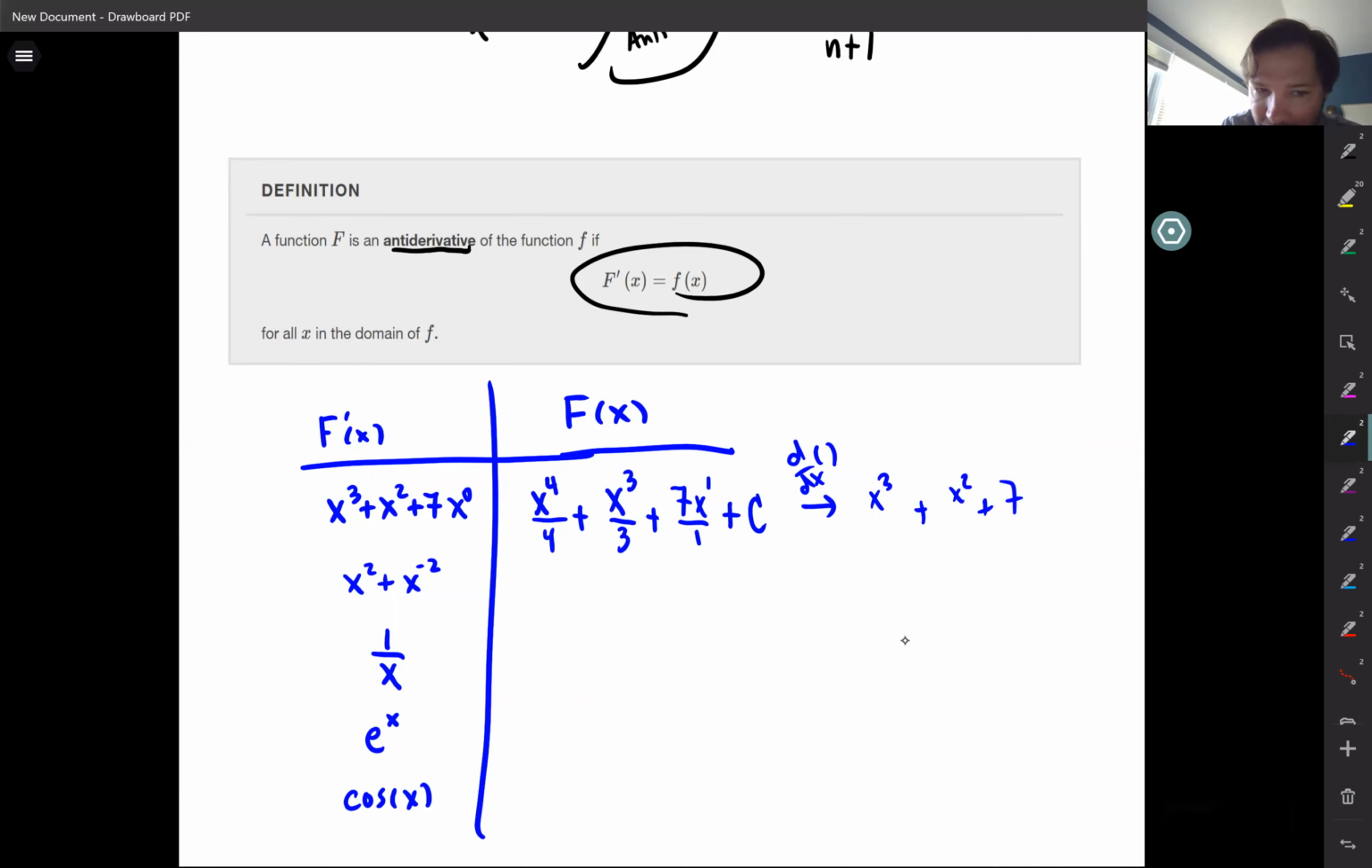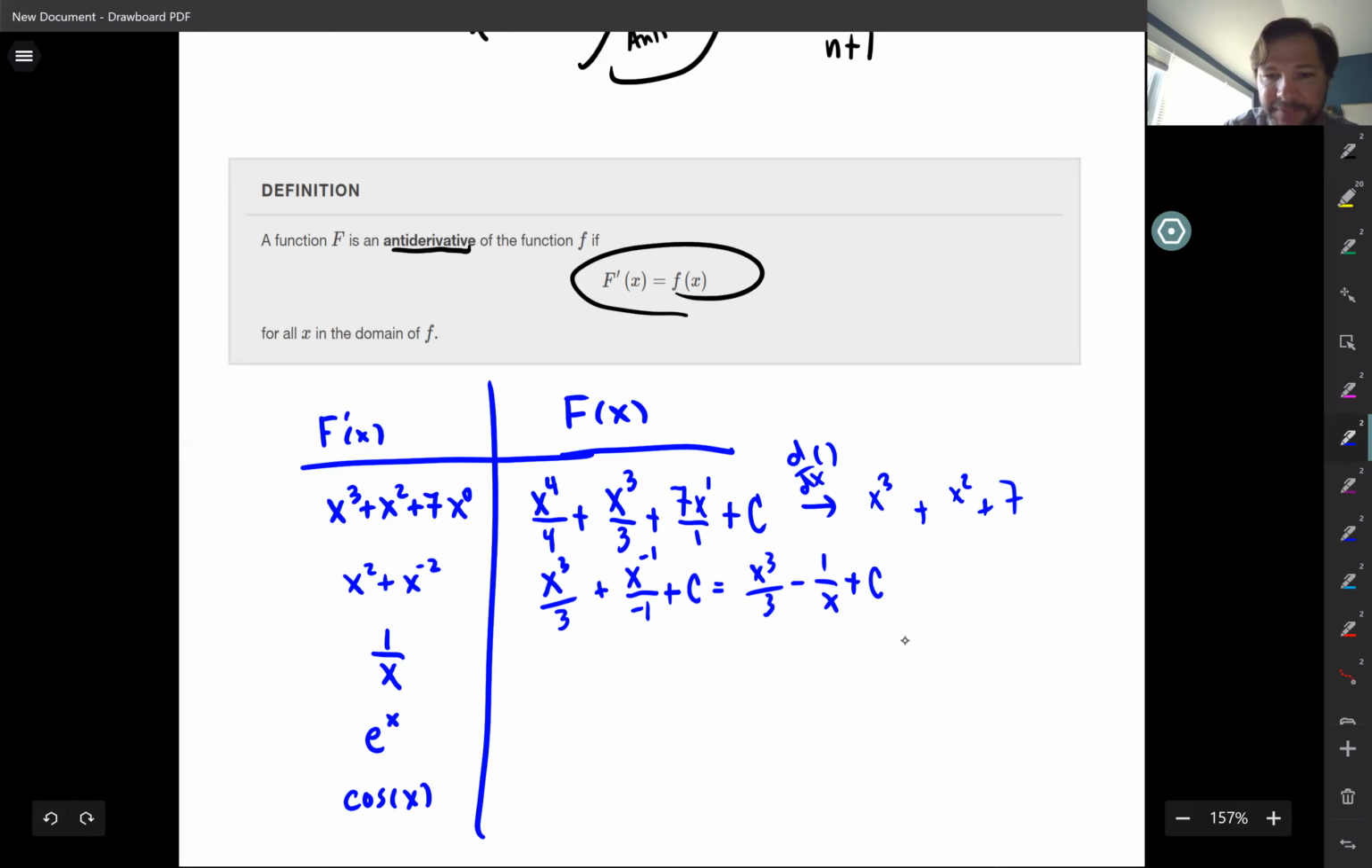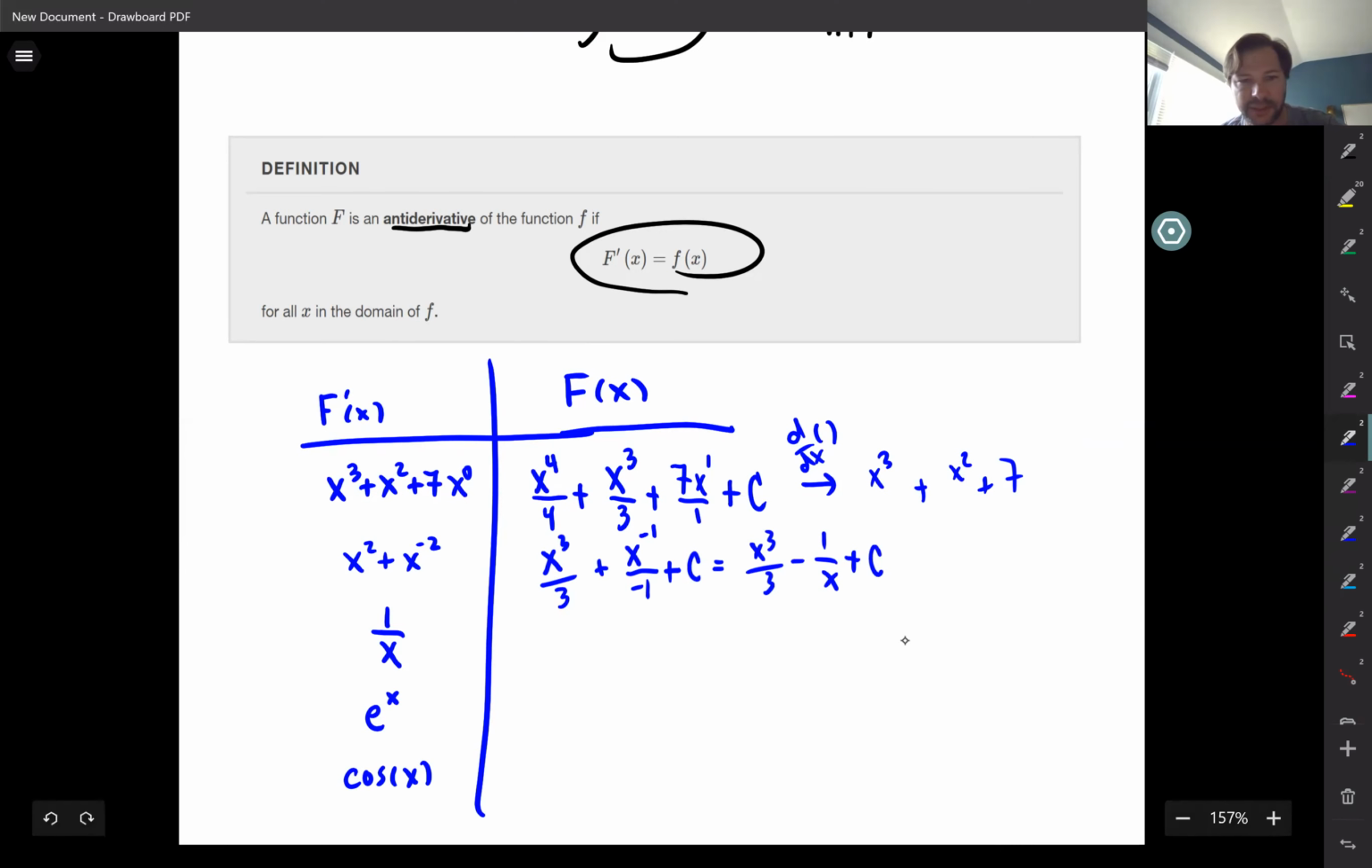Okay, so this next one we have x squared plus x to the minus 2. So this is some type of rational function, right? Or a polynomial plus a rational function. So what we're going to do here, we're going to just follow the same rule. We'll do x to the third divided by 3. And then this is going to be plus x to the, now minus 2 plus 1 is minus 1, divided by minus 1. And then I have to add the constant of integration. And of course, I could simplify that as x cubed over 3 minus 1 over x plus c. And you can take the derivative to check your work.